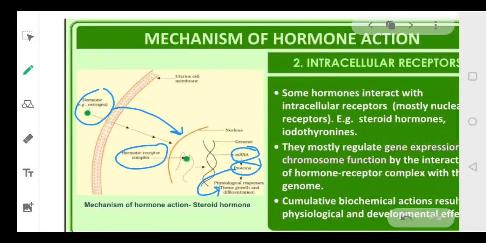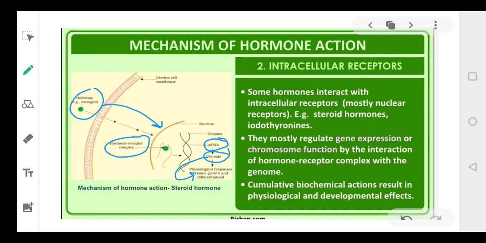The hormone will bind with the receptor and it will form a hormone receptor complex. The complex will act upon the DNA and there is a production of mRNA. mRNA will then produce proteins and the proteins will then bring about the physiological response. So basically these hormones mostly regulate the gene expression.